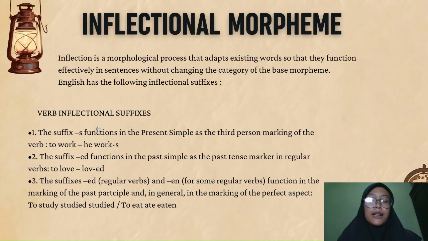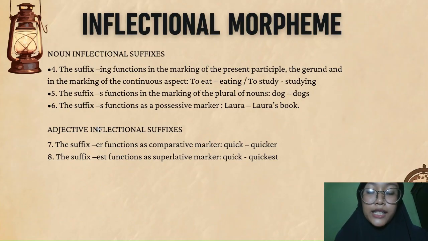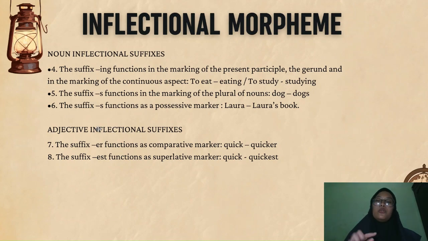It's just making it grammatically correct. And then there are non-inflectional suffixes like the suffix -ing, which functions in the marking of the present participle, the gerund, and in the marking of the continuous aspect. To eat, eating; to study, studying. And then the suffix -s functions in the marking of the plural of nouns.